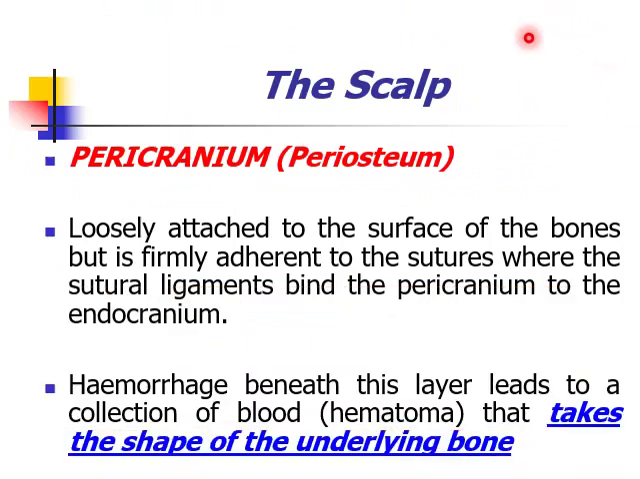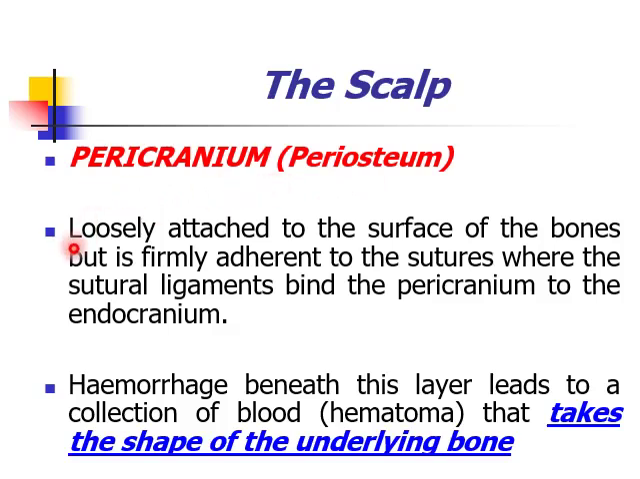The last layer of the scalp is the pericranium, or the periosteum covering the bone. This is a loosely attached layer to the surface of the bone, but is firmly adherent to the sutures, where the sutural ligaments bind the pericranium to the endocranium. So this is the periosteum of the bone. We've got periosteum on all our bones, that helps the health of our bones. Okay, this periosteum of the scalp is called pericranium.